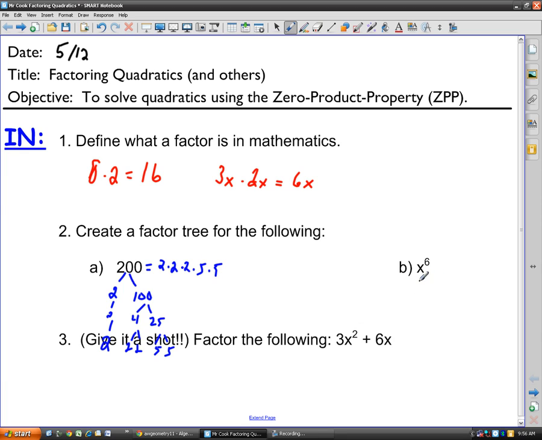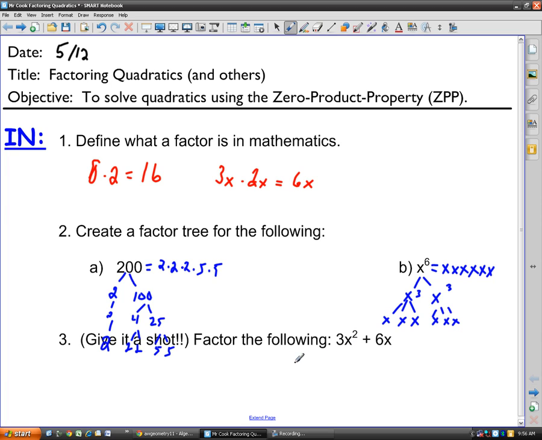For 6x, it's as easy as going x cubed times x cubed, because remember we add the exponents, and then these break down to x times x times x. And so the prime factorization is 6 x's written in a row, just like that. Then they say give this one a shot, and this is some of the things we're going to be talking about today.